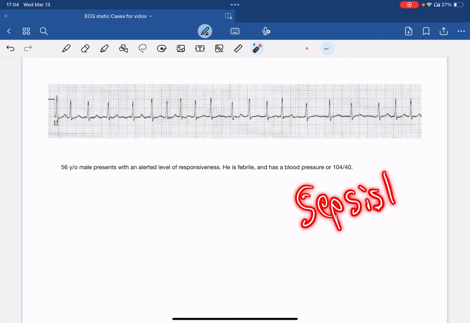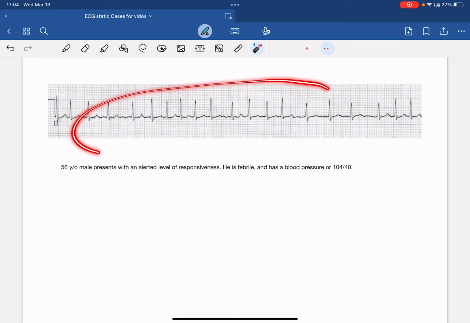So sepsis. And so the treatment is quite simple: IV fluids in accordance with the sepsis protocol, usually 20 milliliters per kilogram, titrating to blood pressure. And just know that this is probably the result of an increased catecholamine surge. The primary cause of his altered level of responsiveness and low diastolic pressure is, in fact, a sepsis illness, not a primary arrhythmogenic state.